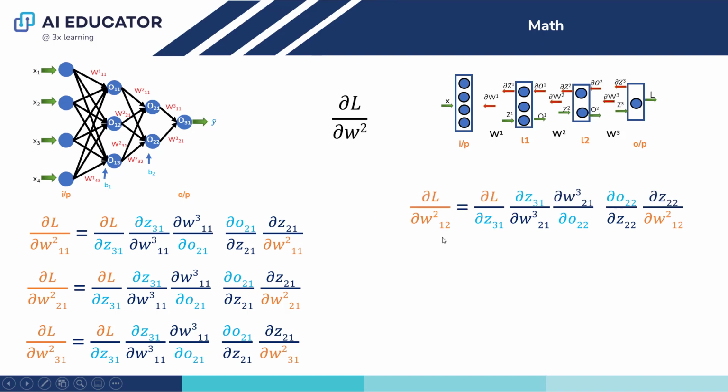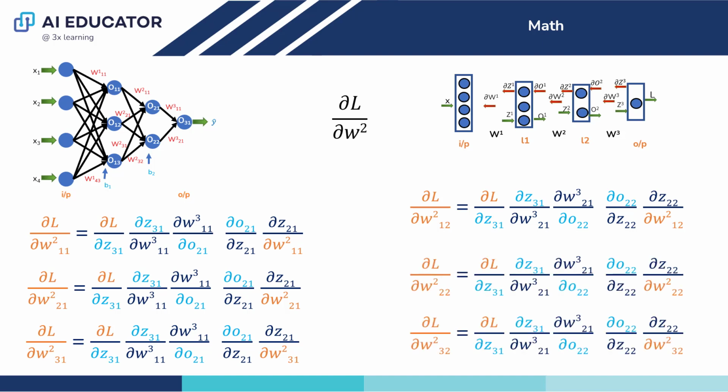which will be ∂L/∂W212 = ∂L/∂Z31 × ∂Z31/∂W321 × ∂W321/∂O22 × ∂O22/∂Z22 × ∂Z22/∂W212. In a similar way, we can find out ∂L/∂W222 and ∂L/∂W232, which will be going to this node. So in order to go to even these connections, we have to go in this way only. Okay. Now let us try to calculate the weights in this first layer.